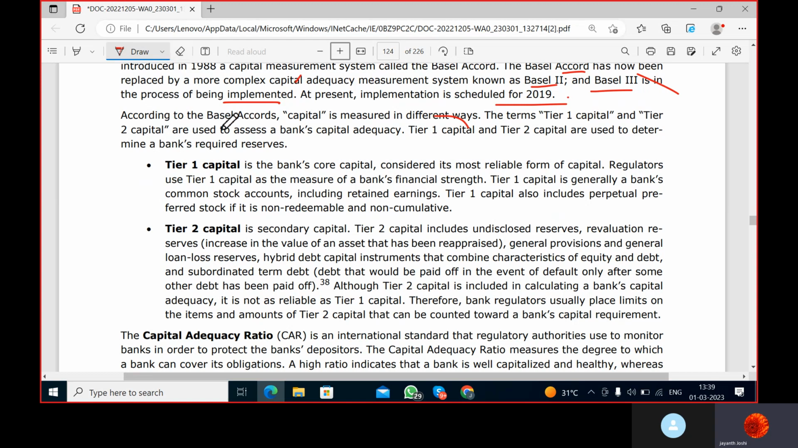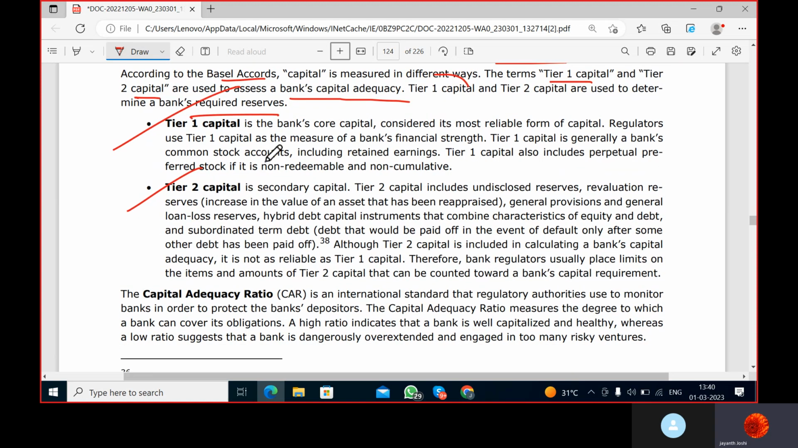So according to Basel Accords, capital is measured in different ways. The terms Tier 1 capital and Tier 2 capital are used to assess banks' capital adequacy. If the banks maintain these two types of capital, that means they have adequacy. Now, how to maintain these two has been mentioned. So Tier 1 capital and Tier 2 capital are used to determine banks' required reserves. Now, what is this Tier 1 capital and Tier 2 capital all about?